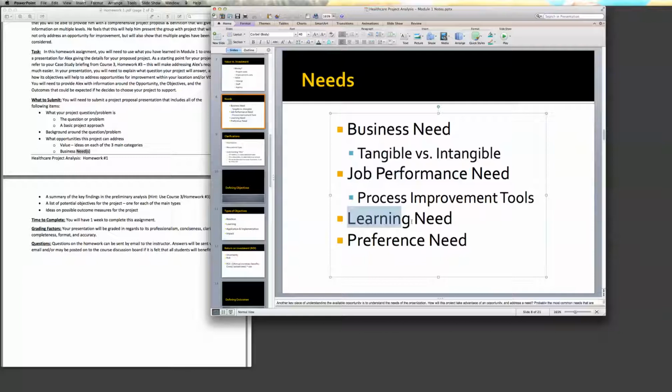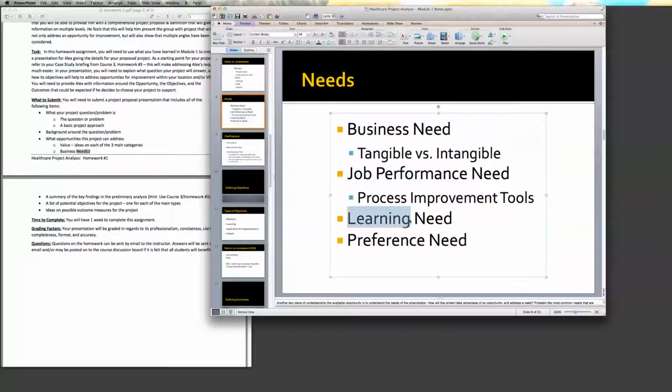Okay, what about learning? Do we have to learn anything new? Do we need new tools? What about preference needs? So think about all these different needs as you're putting together your opportunities. Okay, so business need, when you talk about needs, are they intangible or tangible? Is it something around job performance we might be able to address? Is it something around a learning need that we need to address?